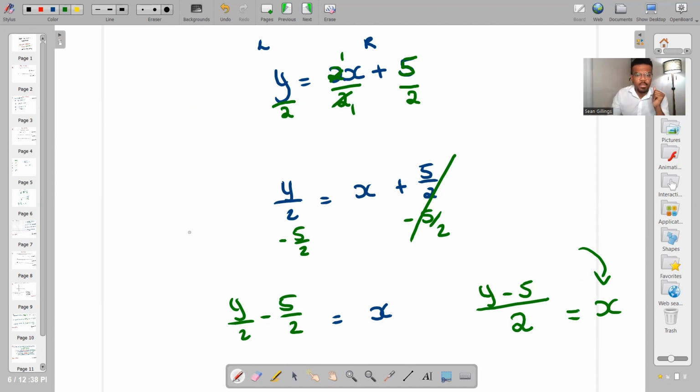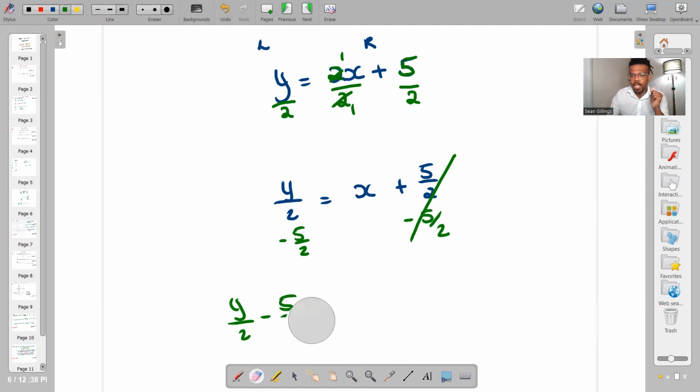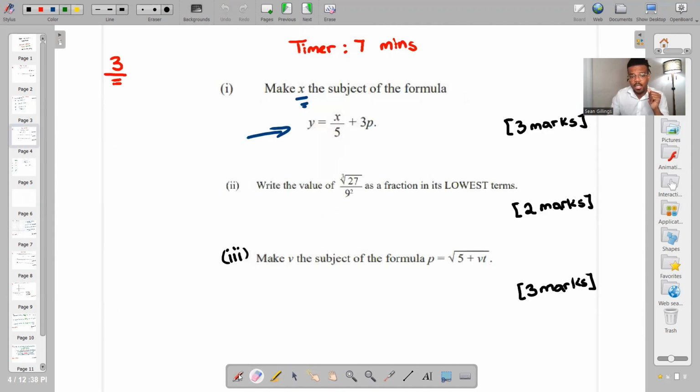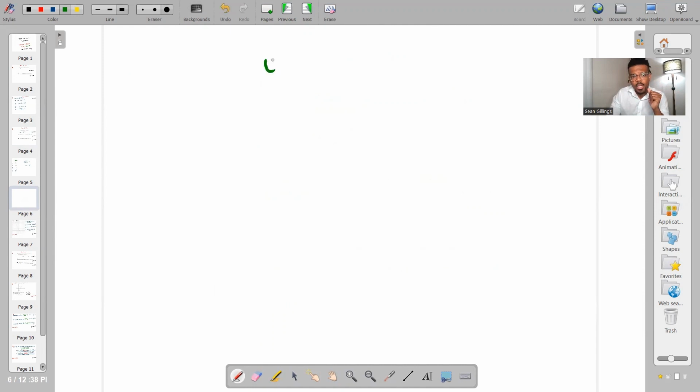All right. Now, let's do a time check. I think I got time for one more. Let me see if I can do the one from the actual assessment. So y equals x/5 plus 3p, right? So y equals x/5 plus 3p. Now, who's the leader right now? Y is leading our equation. Now, they're asking you, can you make x lead the equation? So we got to do some work, all right?